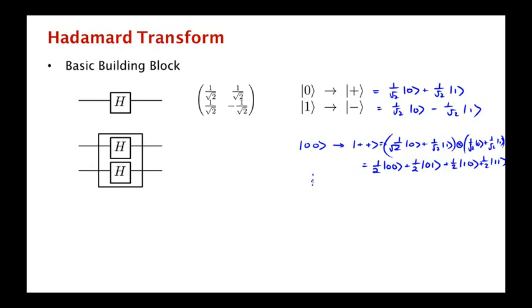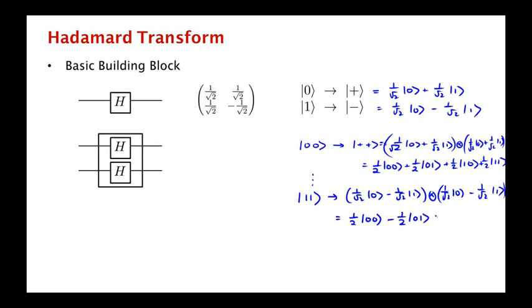Let's just work it out for 1,1. So what does it do? It outputs minus, minus, which is 1 over square root 2 times 0, minus 1 over square root 2 times 1, tensor with 1 over square root 2 times 0, minus 1 over square root 2 times 1. And what's that? Well, that's a half 0,0, minus a half 0,1, minus a half 1,0, plus a half 1,1.